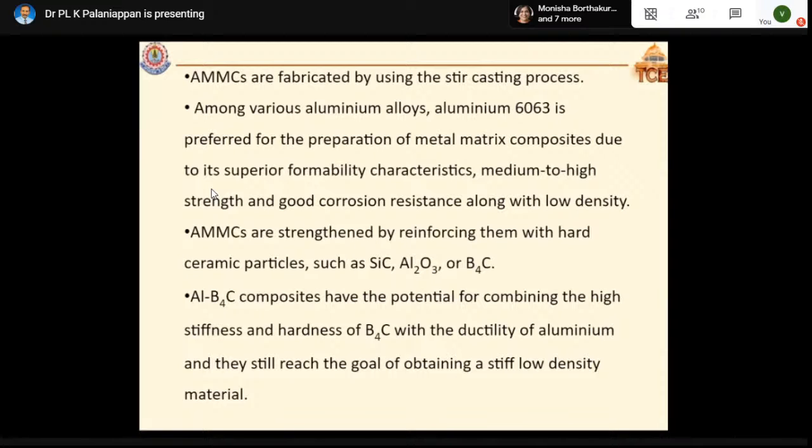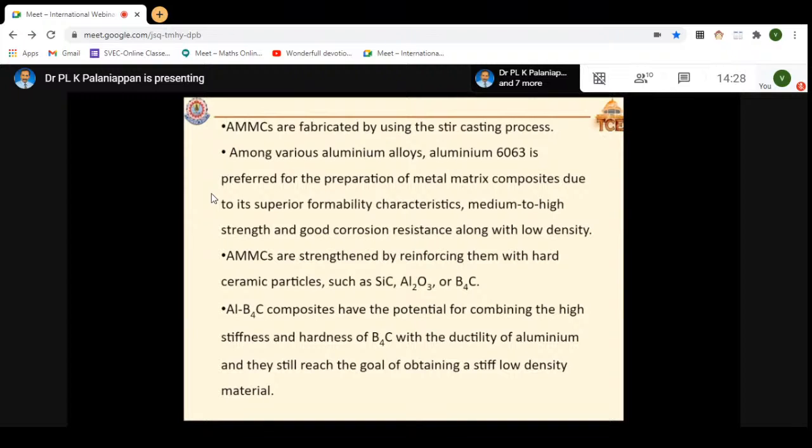So here we have chosen the boron carbide. Aluminum boron carbide has the potential for combining high stiffness and high hardness, and that's why we have chosen boron carbide. With the ductility of aluminum still there, they still reach the goal of obtaining a stiff, low density material. So that is the beauty of aluminum boron carbide.